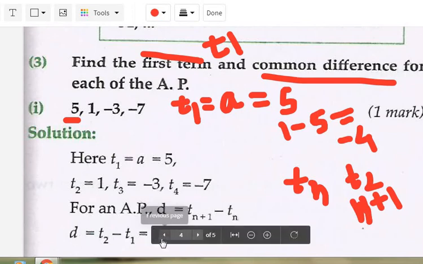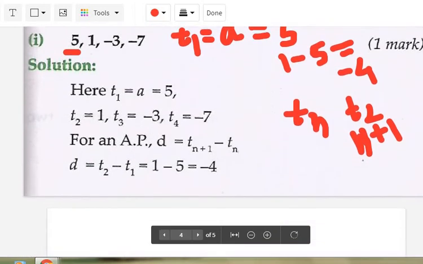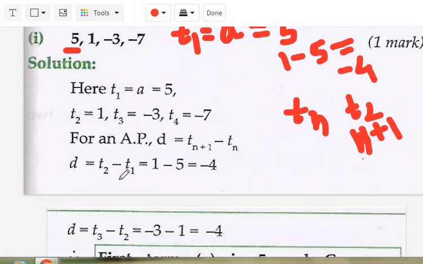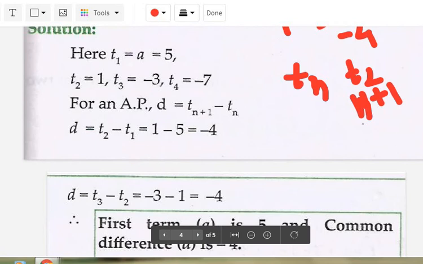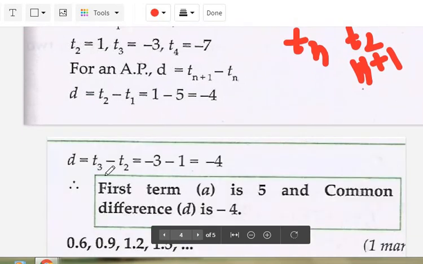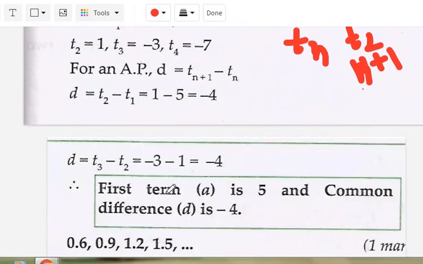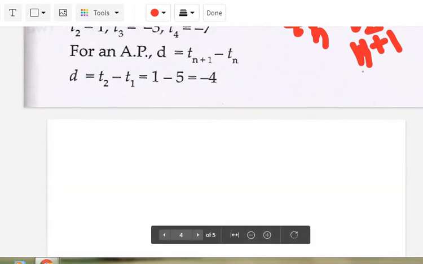That means difference is equal to T2 minus T1, 1 minus 5, which is -4. Again T3 minus T2, T3 is -3, -3 minus 1, that is -4. Minus minus plus, sign of -4. Now D is equal to T3 minus T2, that is also -4. That means first term is 5 and common difference D is -4.